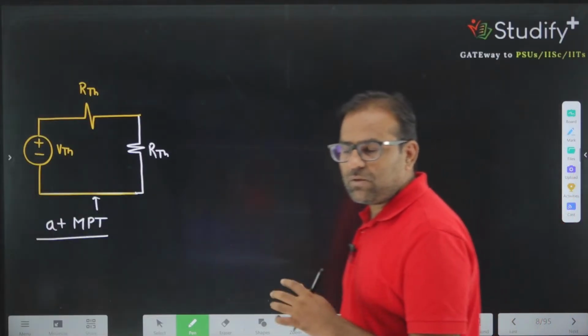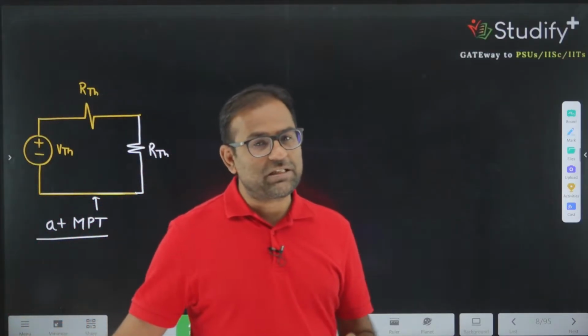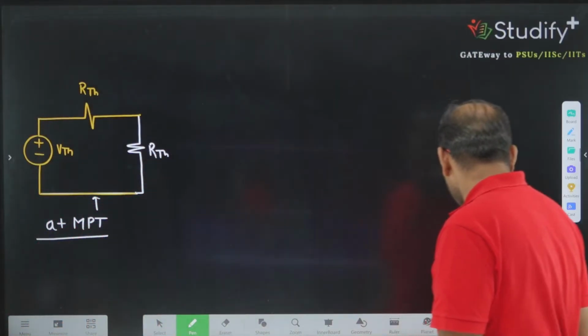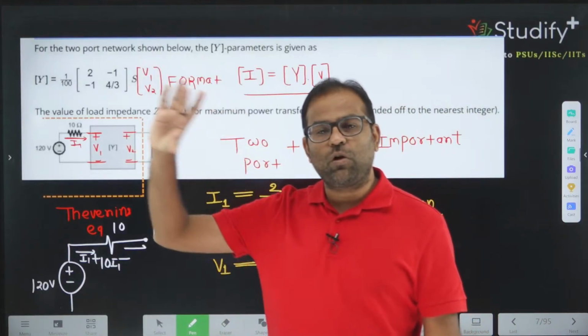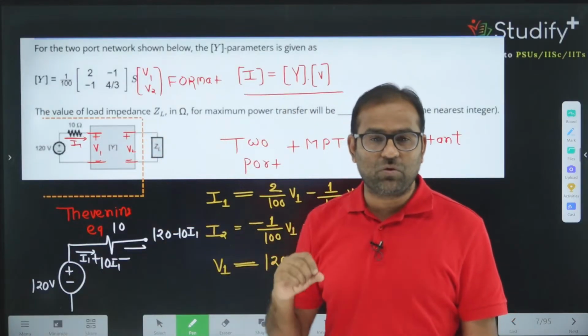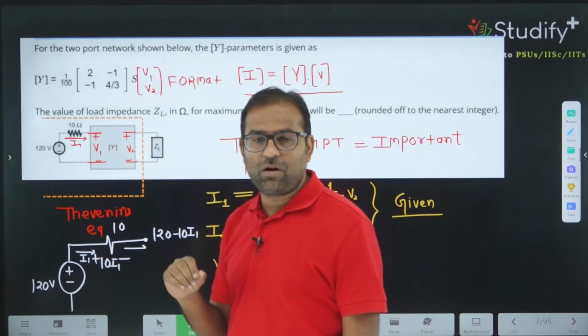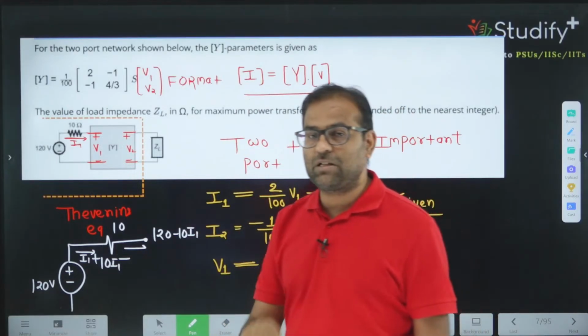The idea of calculating VTH is the same. What is VTH? Again, we will use our basic principle. Just remove the load from the circuit. If you remove this load from the circuit, I2 will be 0. Then the value of V2 will be what? VTH, or V open circuit.